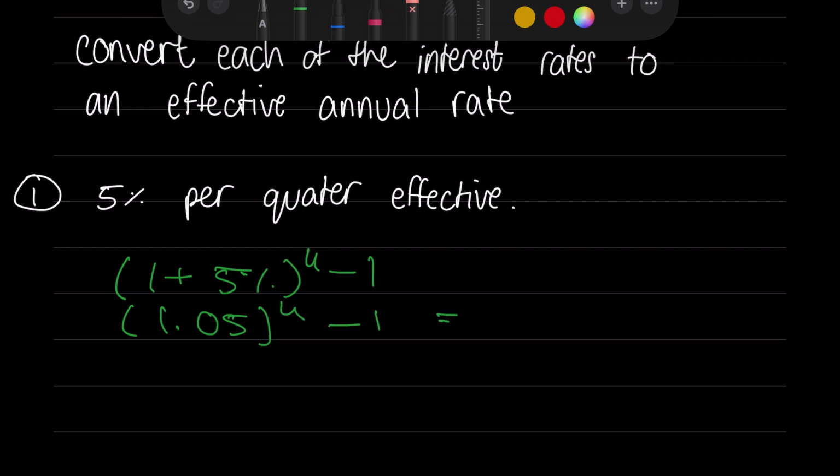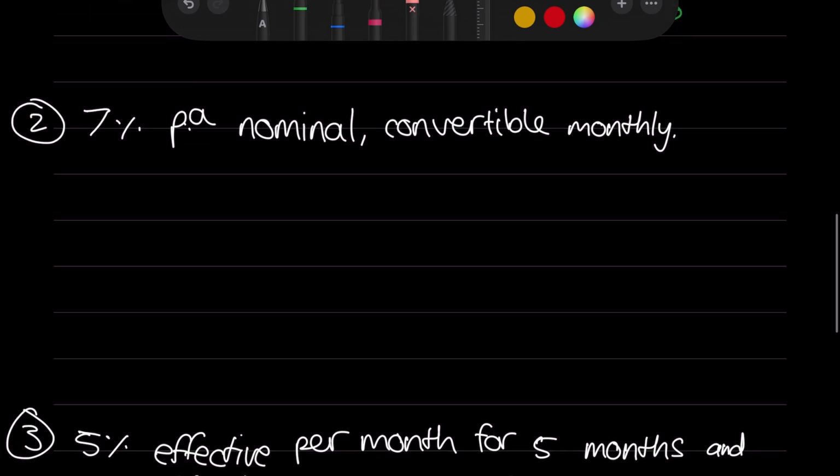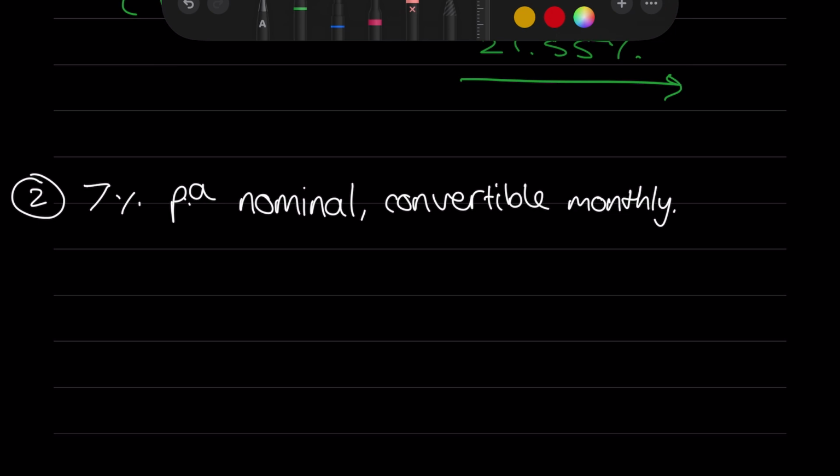Plug that into a calculator. You come out at 0.215. I just thought these numbers will come out funny, so these interest rates are going to be funny. So this is a 21% interest rate effective annually. The second one, 7% per annum nominal convertible monthly.